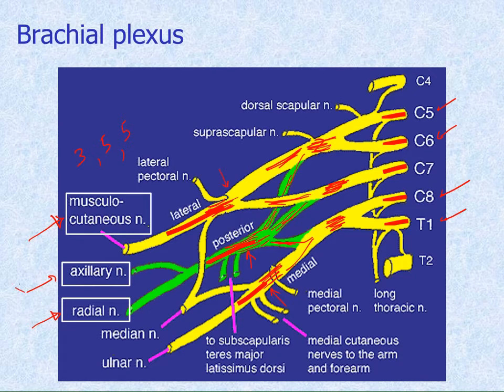Axillary nerve is an important nerve because it supplies the deltoid muscle. Radial nerve supplies the triceps muscle, the muscle of the posterior compartment of the arm. Ulnar nerve is a branch from the medial cord of brachial plexus. And the median nerve is formed by a branch from the lateral cord and a branch from the medial cord.